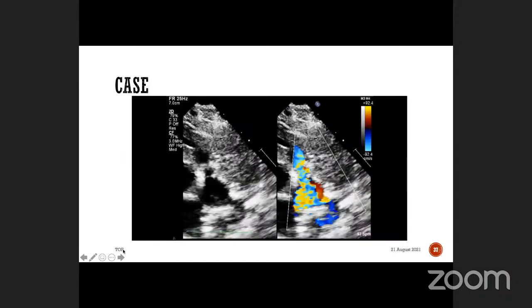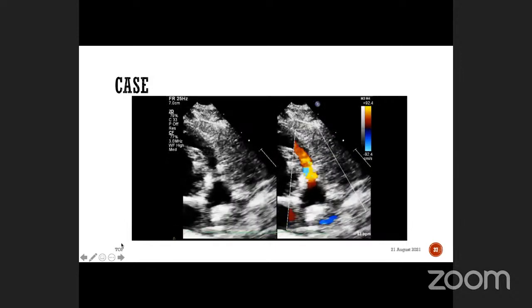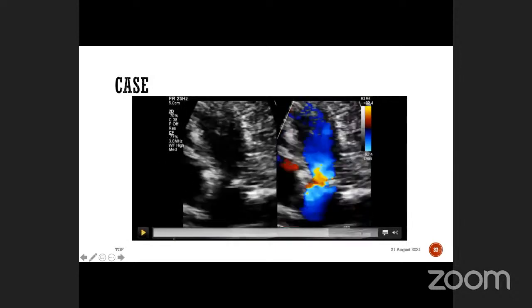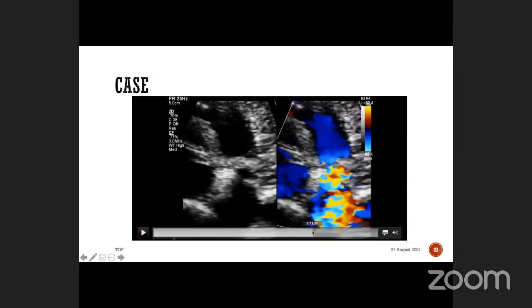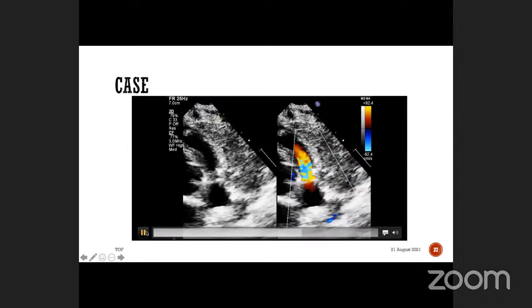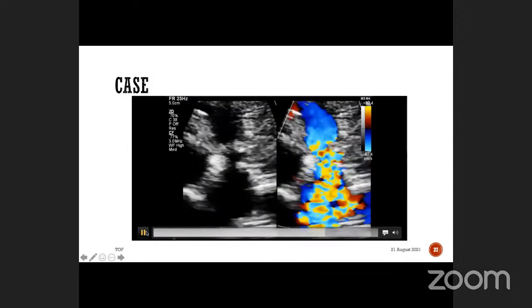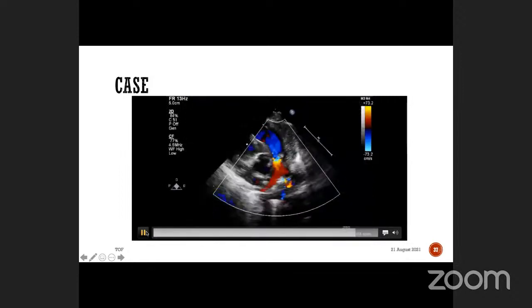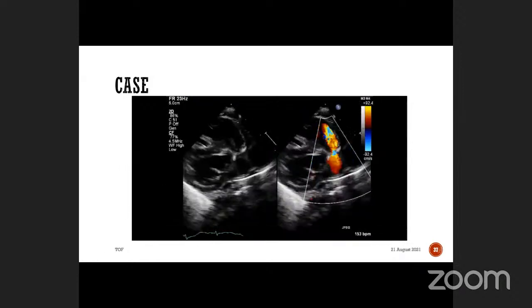And there is a lot of turbulence, but the good thing here is that, if you guys see, the stenosis is valvular, it's not infundibular. So the infundibulum is elongated, but it's not hypertrophied. And that's why this baby is not cyanotic, because it's a valve problem, not a subvalvular problem. If they have subvalvular obstruction, then they're usually cyanotic.